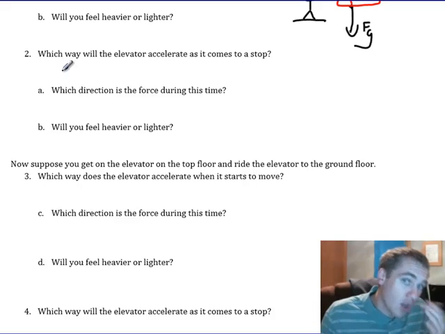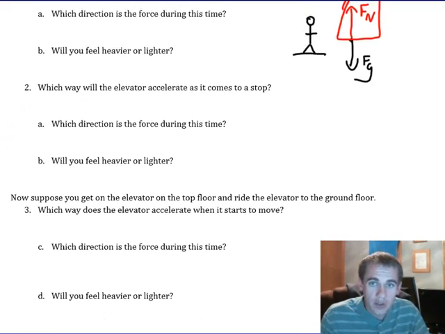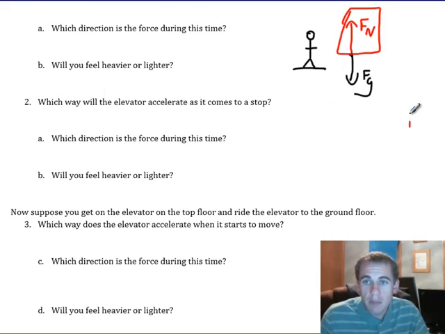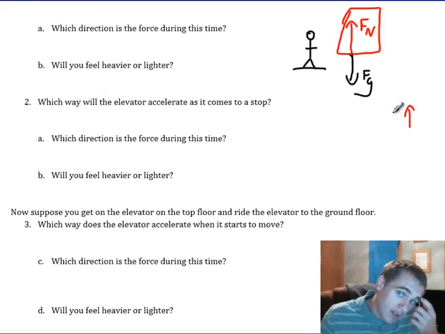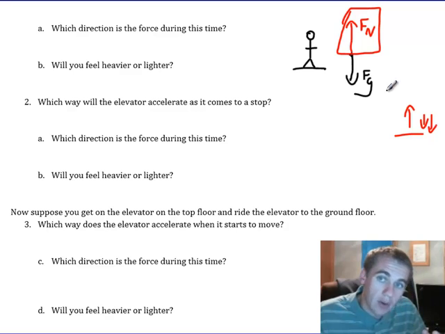Oh wait, I guess number 2 says, what about when the elevator comes to a stop? Which direction is the force during this time? Well, you've been moving up at a constant speed, and all of a sudden you've got to slow down and stop, which means you have to accelerate down, which means the force also has to be down. But if we come back to the same picture, that means the normal force is actually going to get a little bit smaller. Instead of supporting all of your weight, it's just going to support some of it so that you slow down and stop. So you'll feel lighter. Okay?